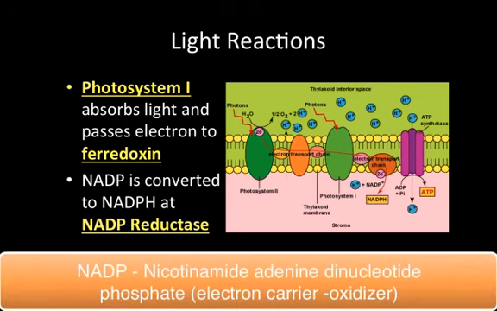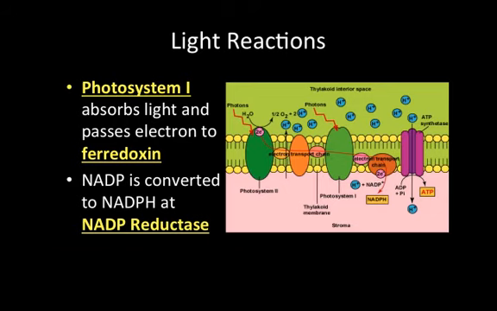NADP is actually short for nicotinamide adenine dinucleotide. All this is going to do is carry electrons. This is something we can use to either take electrons from it or take electrons and use it to carry electrons to other parts of the cell. So at NADP reductase, which is another enzyme, we're going to take these electrons and convert NADP to NADPH. We're going to utilize those electrons later on in the Calvin cycle.